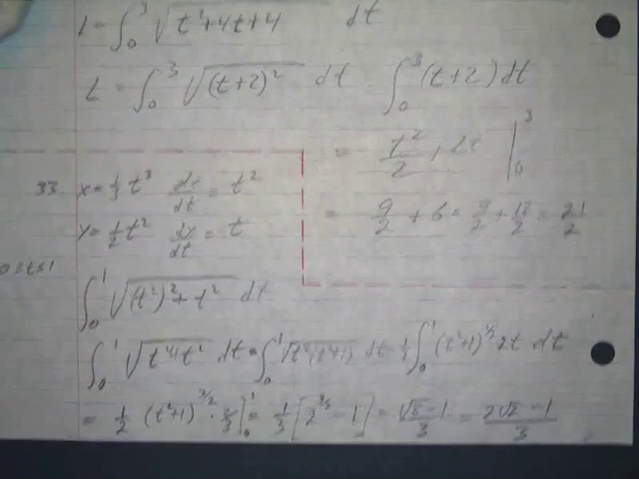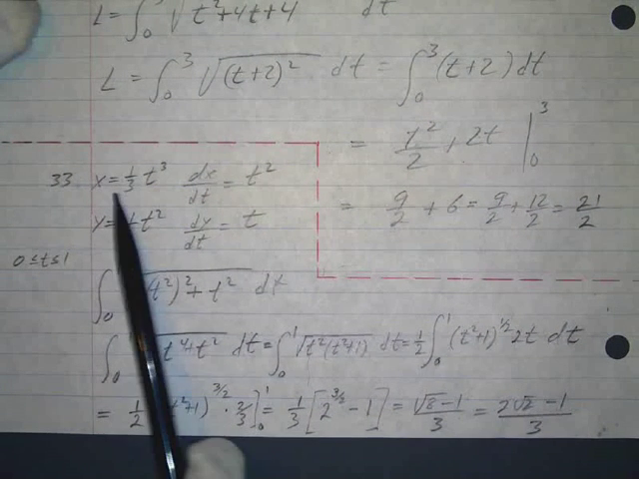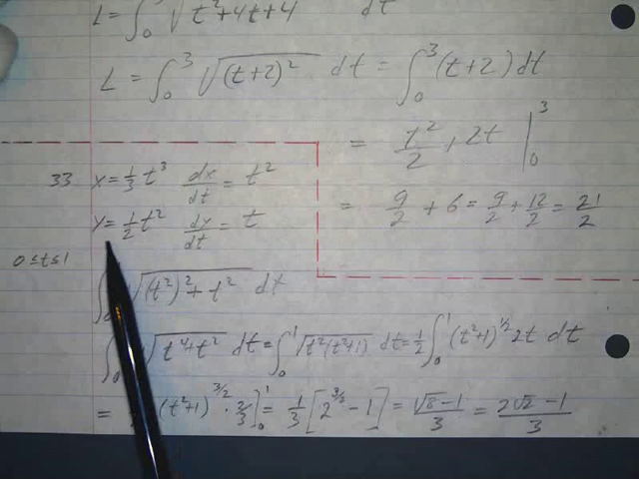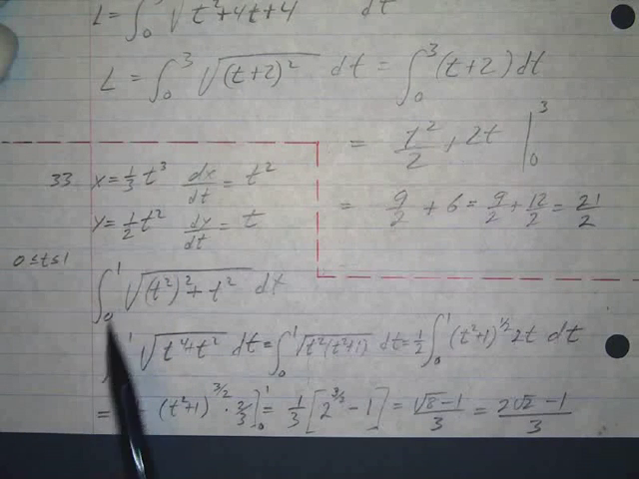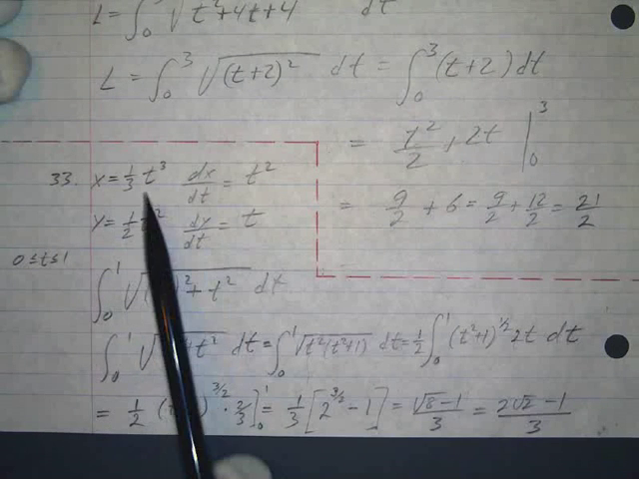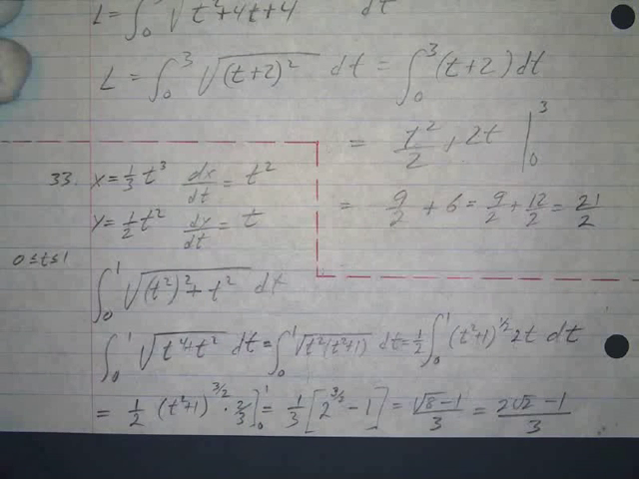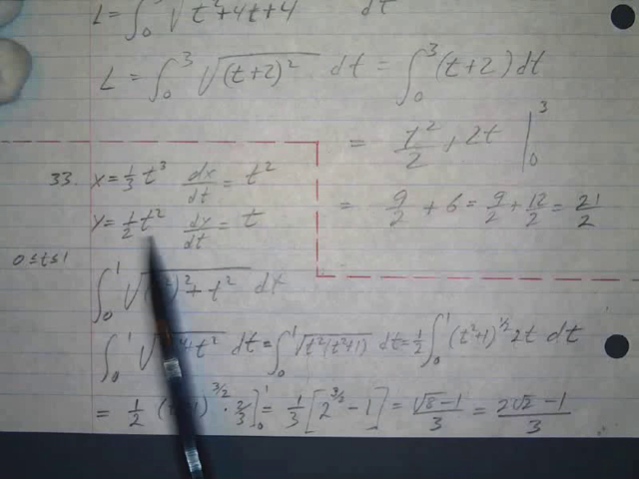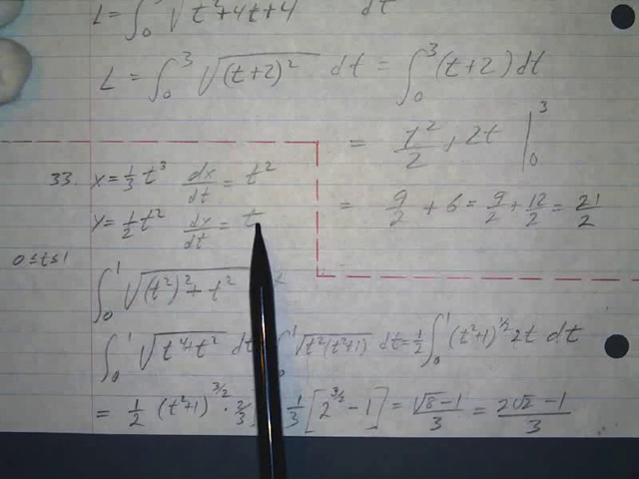And number 33. This was x equals 1/3 t cubed, and y equals 1/2 t squared. We want to go from 0 to 1, so those are going to be my limits of integration for my t values. I just take the derivative. The derivative of 1/3 t cubed is just t squared, 3 times t squared over 3. And the same thing with 1/2 t squared: the derivative of that is just t.